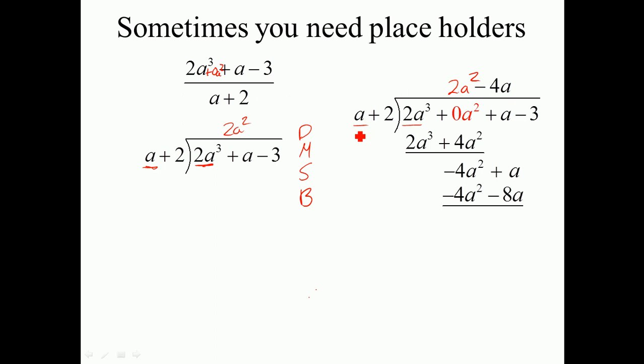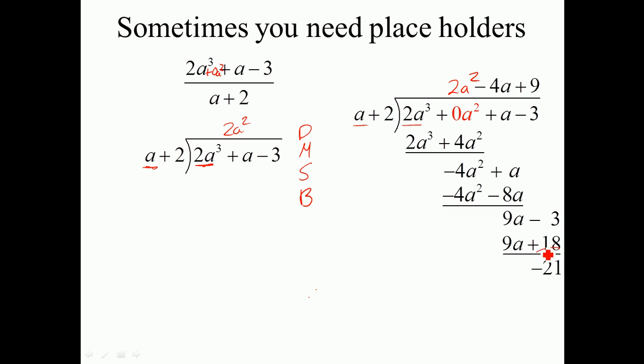Now we're subtracting. Remember, so it's positive a minus negative 8a. You're going to get 9a. Then you bring down the 3. Do it one more time. How many times is a going into 9a? It goes in 9 times. 9 times a plus 2 is going to be 9a plus 18. You subtract one more time, you should get negative 21.